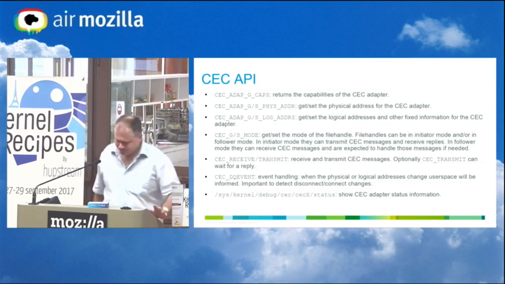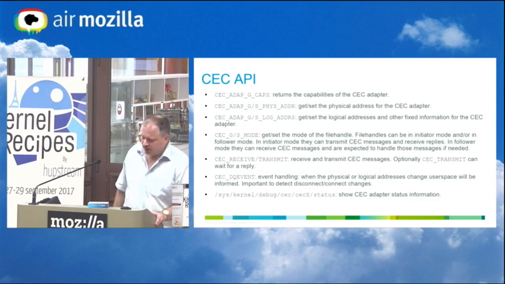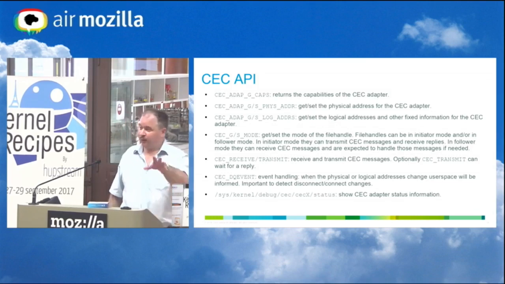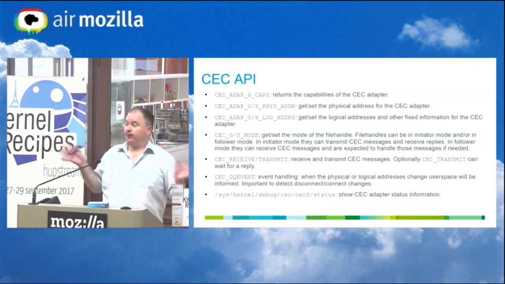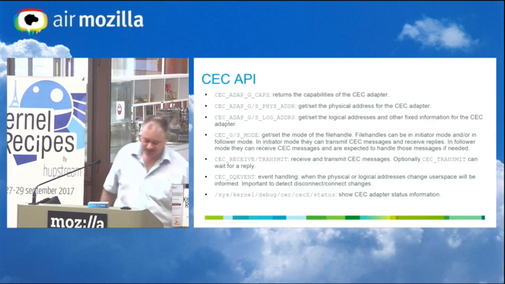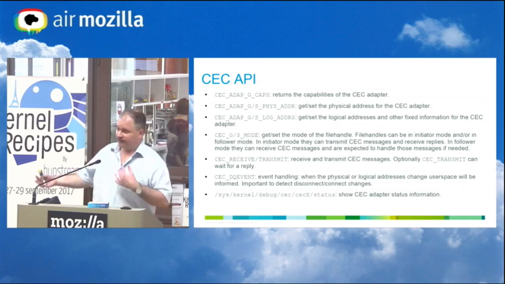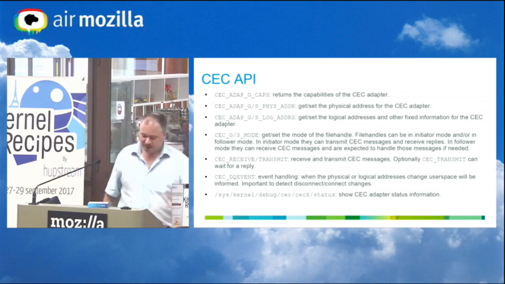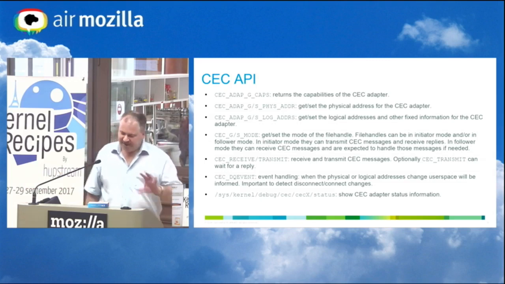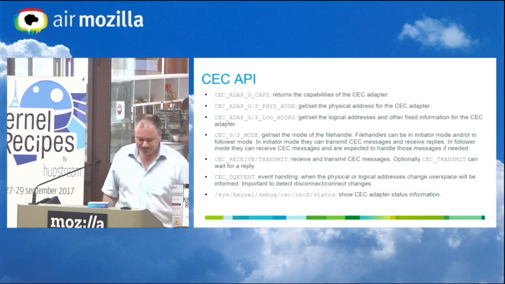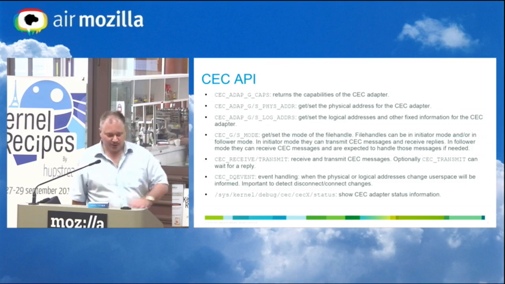Get set mode. So you can be in two modes basically, as an initiator where you send something and possibly wait for the reply, or you can be a follower where you just sit, you're basically a daemon, and you wait for messages and you process them and give the right reply or take an action. You can be both. There are also some additional things where you can be in exclusive mode so nobody else can mess around with your CEC adapter. So you can set a sort of file system mode. It is tailored for CEC terminology and how it should work in practice. The documentation has a lot more information there.